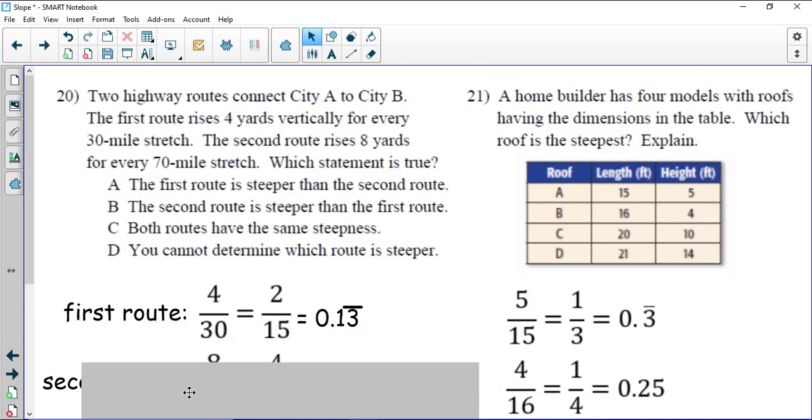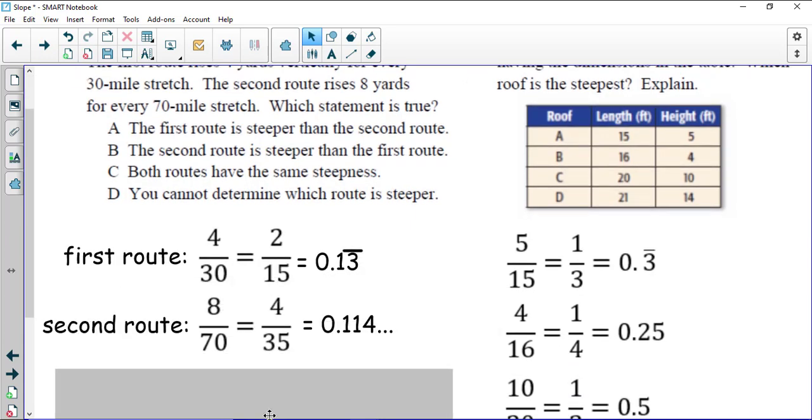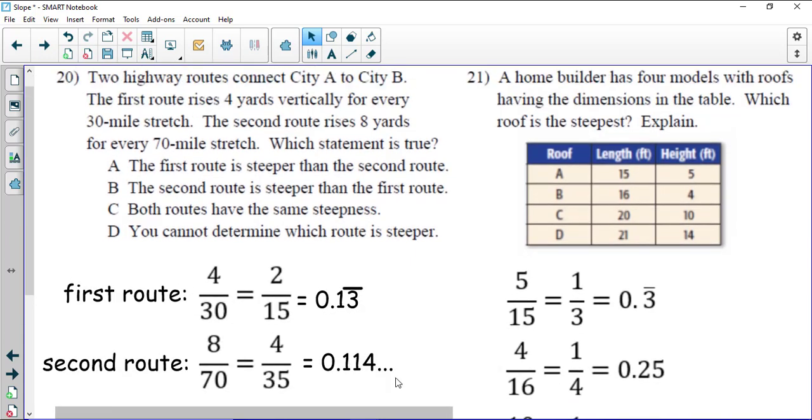So we've got our first route, which has a slope of 4/30. That reduces to 2/15, and I wrote them as decimals because I think decimals are easier to compare. That's 0.13 with the 3 repeating. The second route is 8/70, which reduces to 4/35, and as a decimal that's 0.114. So if we're looking at comparing those two decimals, the first route is going to be slightly larger at 0.13 versus the 0.11 for the second route.